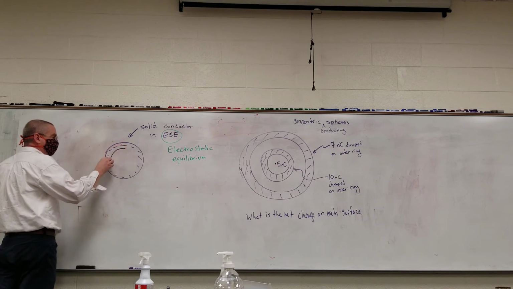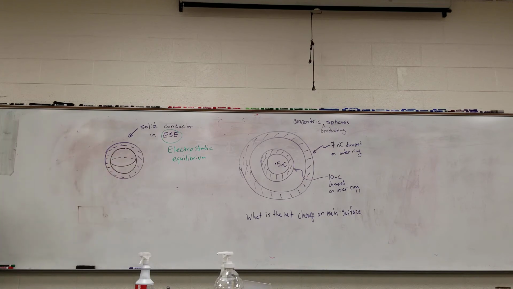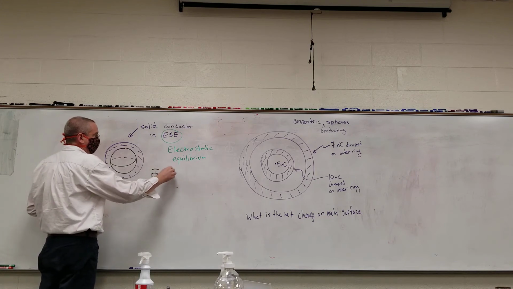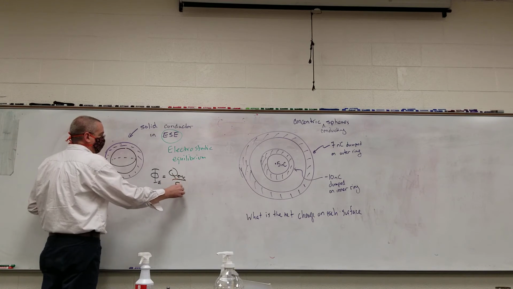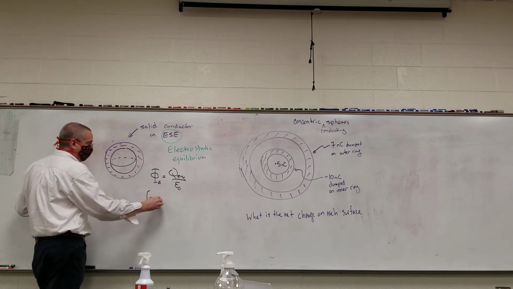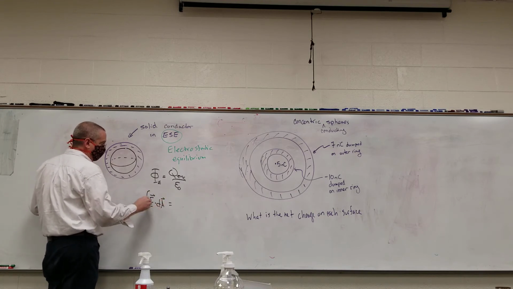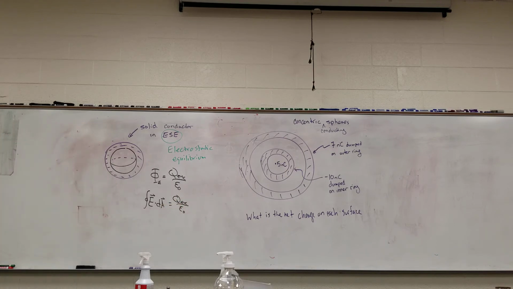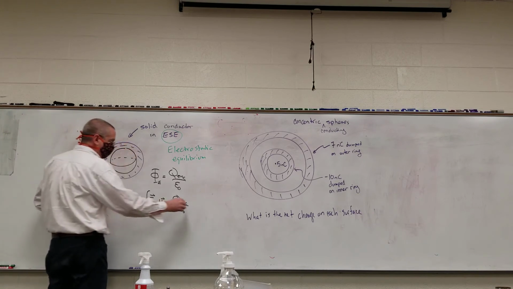I'm now going to create a Gaussian sphere in the middle right here. I know that the electric flux is equal to the enclosed charge over epsilon sub 0. In other words, E dot dA is equal to the enclosed charge over epsilon sub naught. So what is the enclosed charge in my Gaussian surface? Again, the Gaussian surface is in black here. The purple is the actual physical conductor. But since all the excess charge is on the outside, indeed, this is equal to 0.